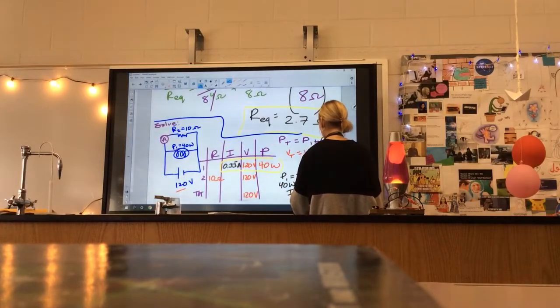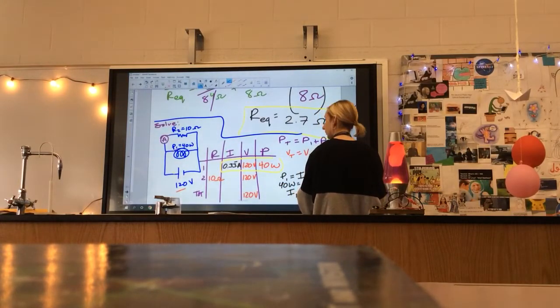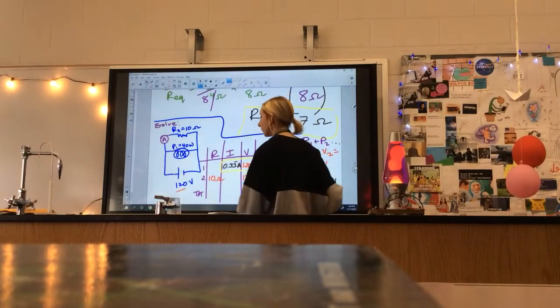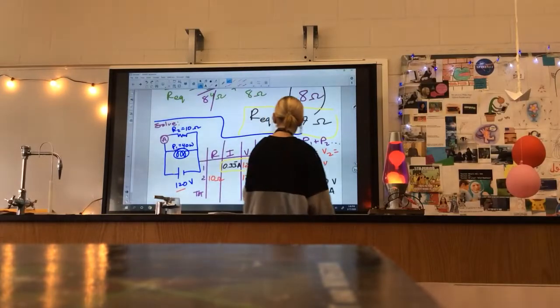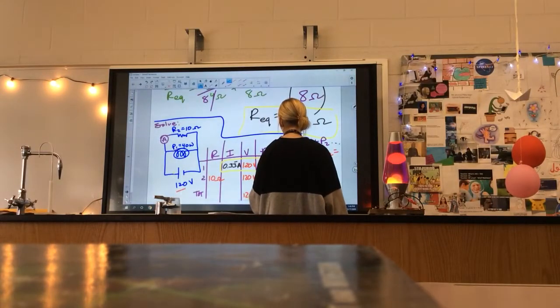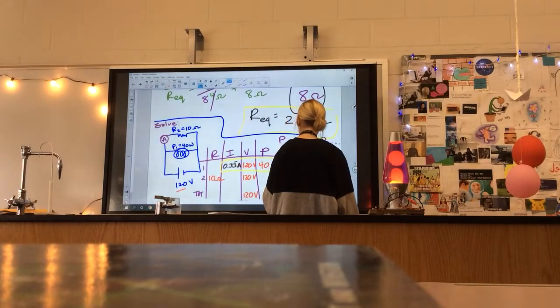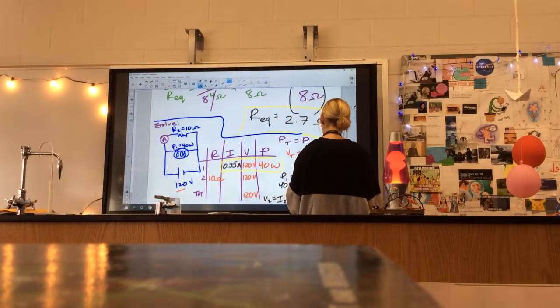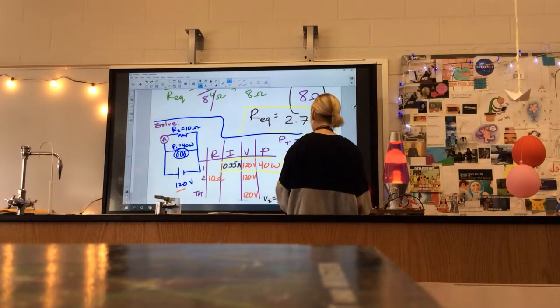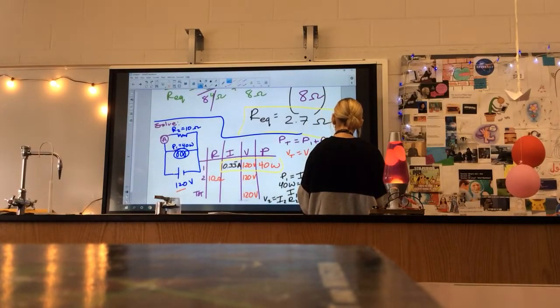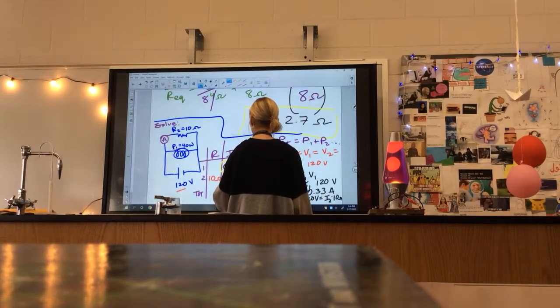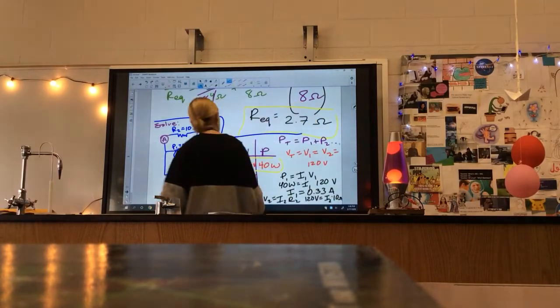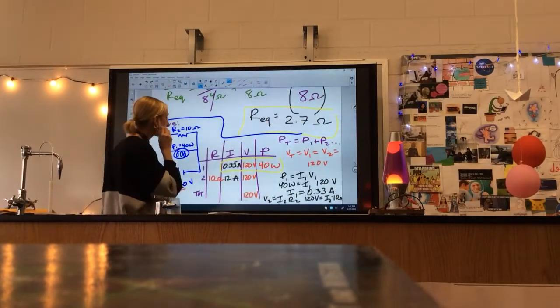I want to do the same for I2. But for I2, unfortunately, I'm going to need to use Ohm's law. So for I2, I'm going to use V equals IR. So V2 equals I2 R2. So I have 120 volts equals an unknown current times 10 ohms. So I2 is obviously going to be 12 amperes. And then you can really take this the rest of the way.